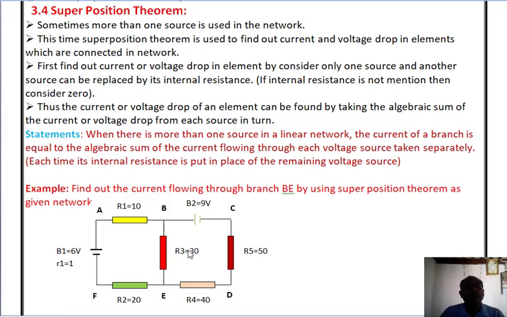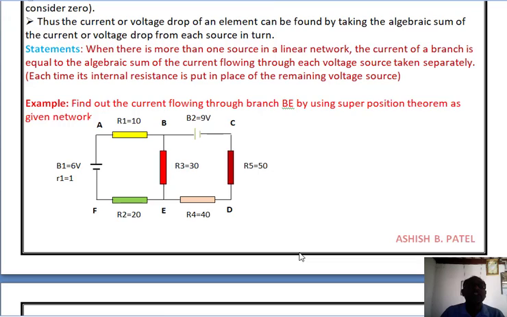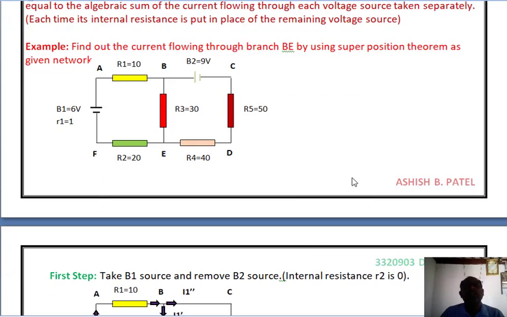The statement of the superposition theorem: when more than one source is used in a linear network, the current in a particular branch is equal to the algebraic sum of the currents flowing through each voltage source taken separately. Each time, its internal resistance is put in place of the remaining voltage sources. Here let me show one example of how to find the current passing through an element or the voltage drop across an element connected in a network by using the superposition theorem.